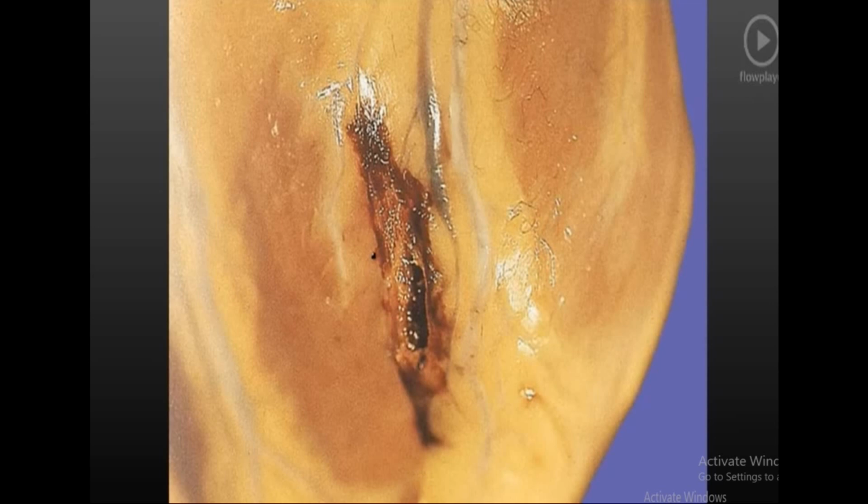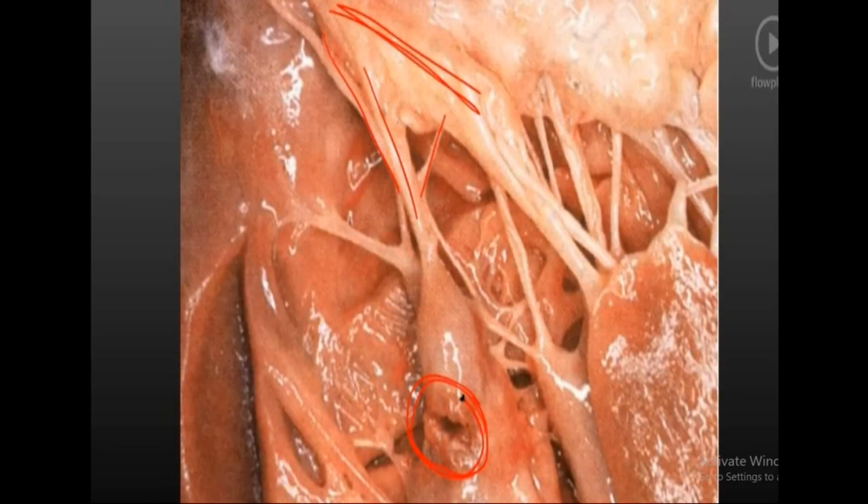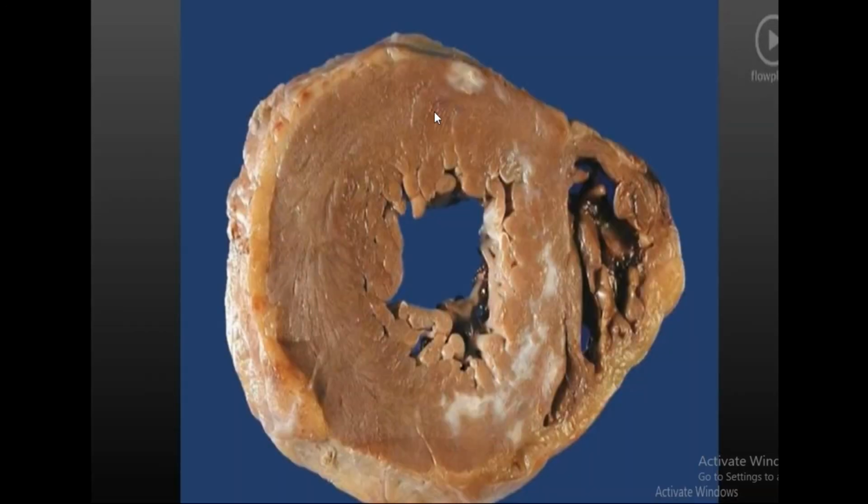It is because of the action of macrophages. Free wall rupture may happen, or interventricular septal rupture, or papillary muscle rupture. And here is the papillary muscle rupture. This is the chordae tendineae, and here is the mitral valve. So when this rupture happens, mitral insufficiency will occur.